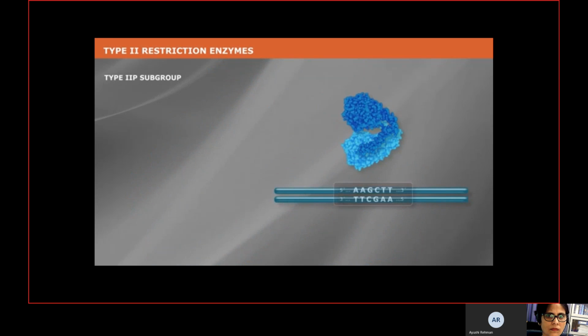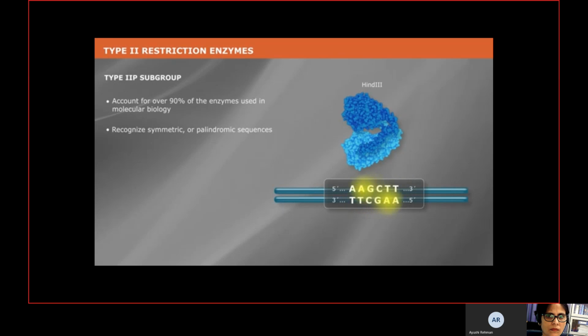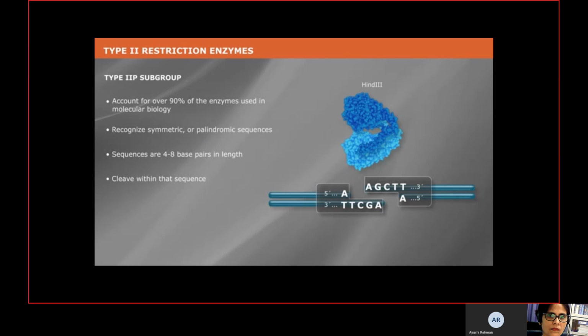Type 2P enzymes account for over 90% of the enzymes used in molecular biology. They recognize symmetric or palindromic sequences, 4 to 8 base pairs in length, and generally cleave within that sequence.